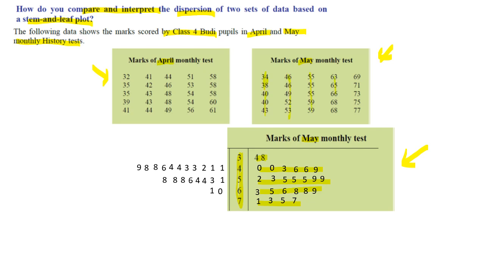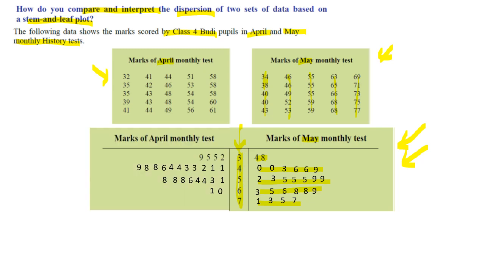All this, you make your stem and leaf plot. And actually you can combine, because you want to compare, so you combine your stem and leaf plot. You share the same stem. So this is what you get for your April. Okay, so now how do you compare which test, which month of the test is better achievement, better performance?